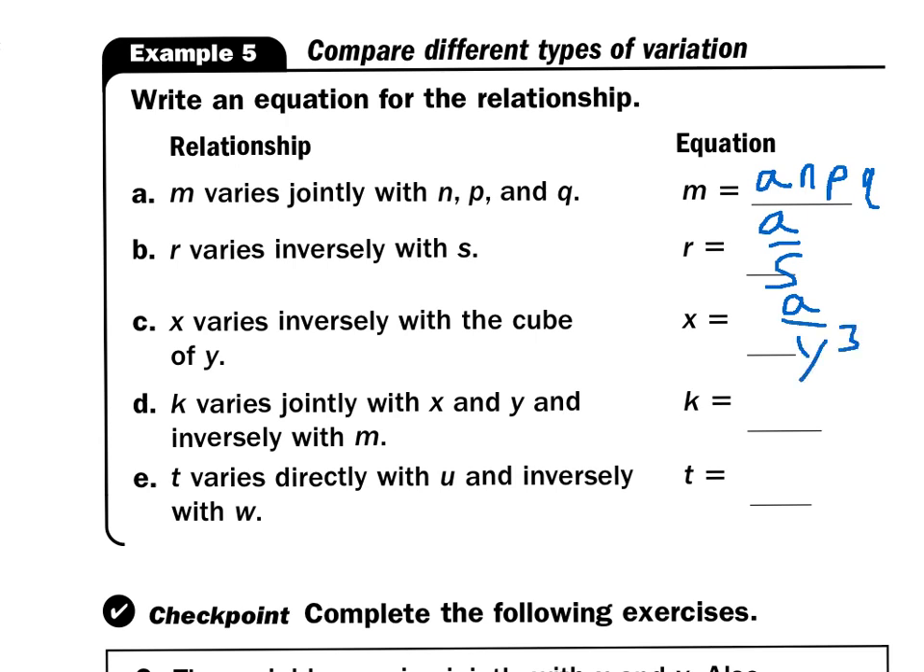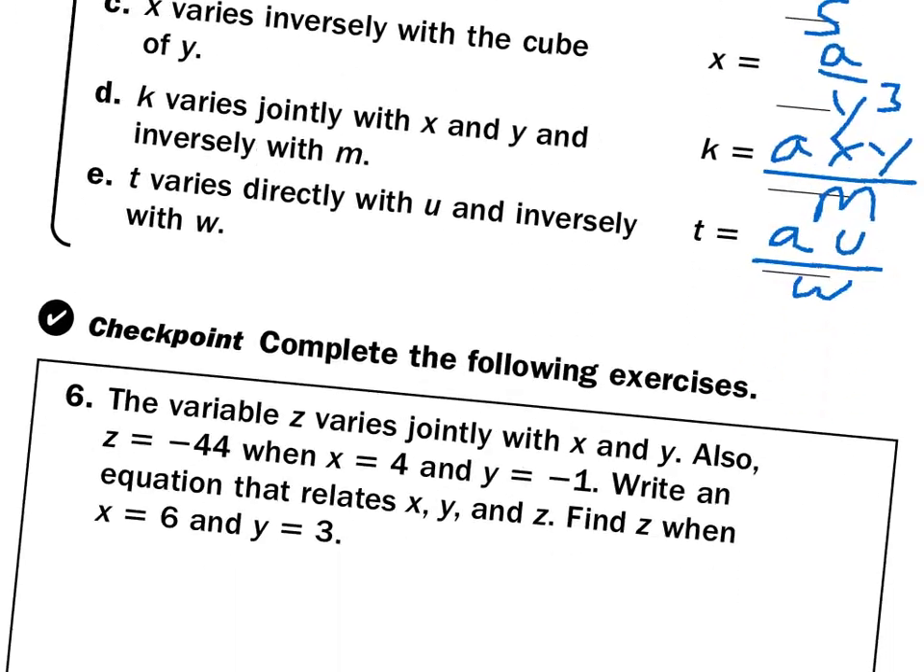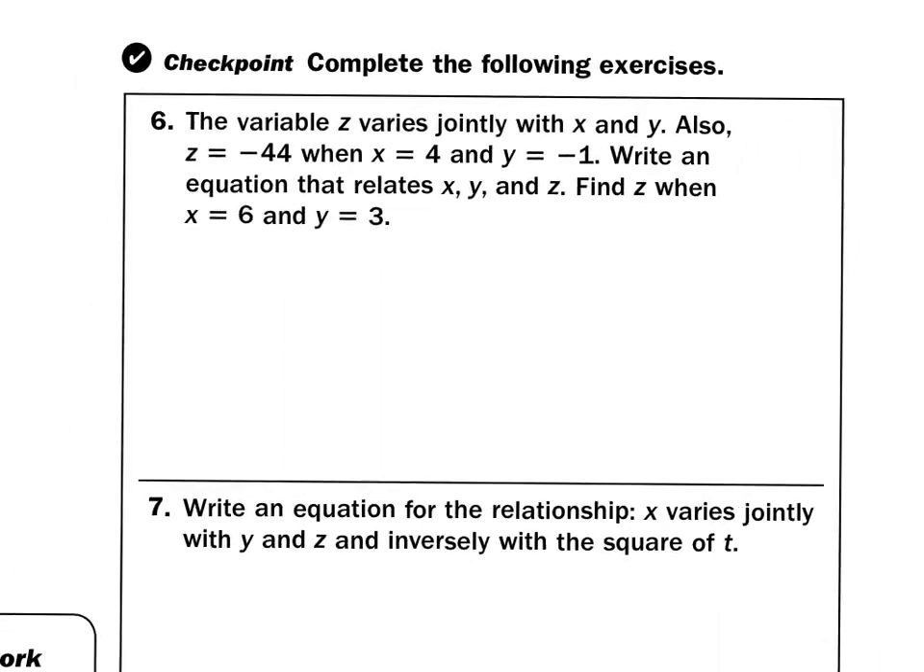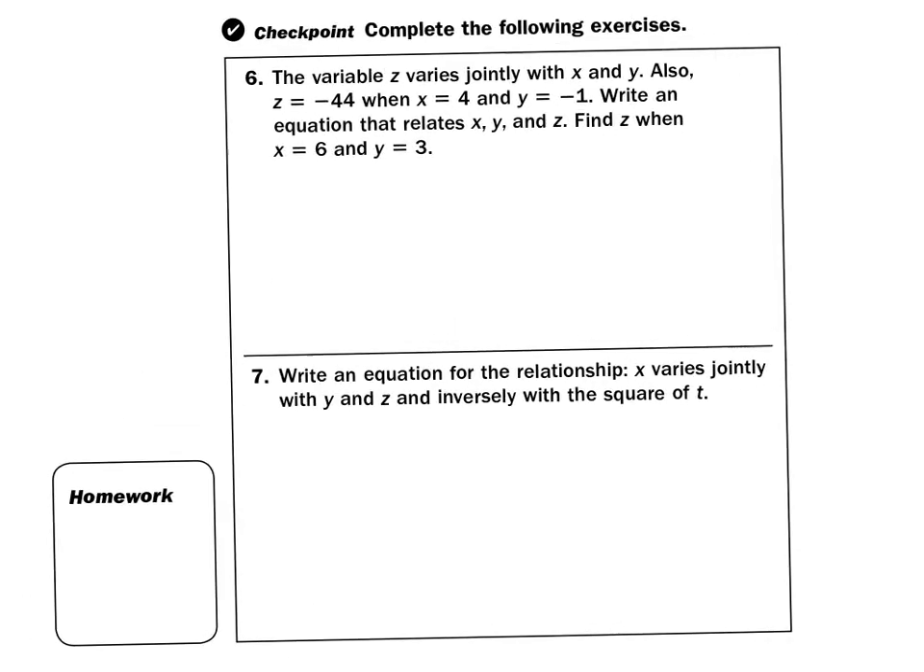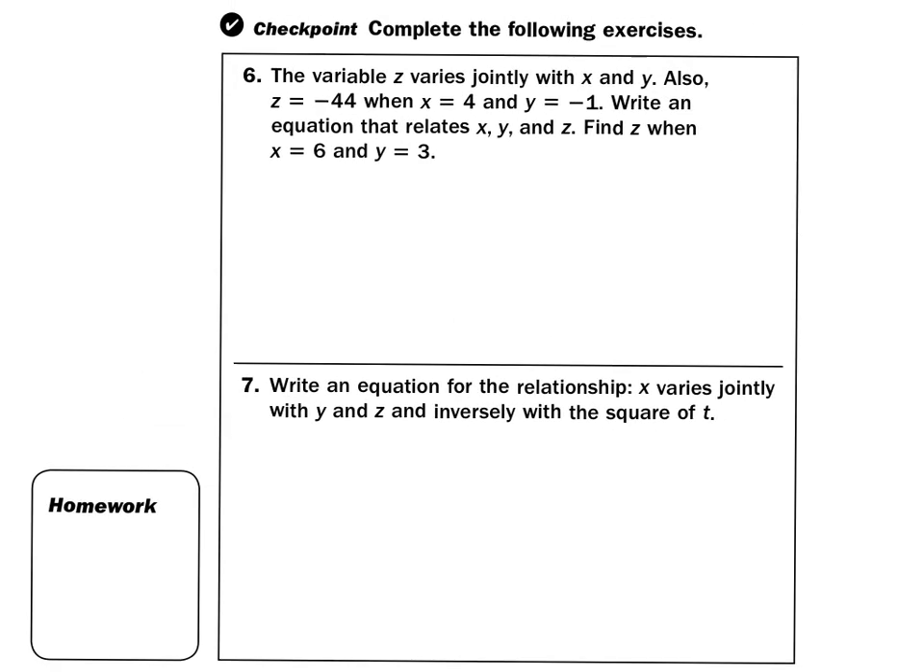And K varies jointly with X and Y and inversely with M. A X Y, what's on the bottom? Inversely with M. And T varies directly with U and inversely with W. A is always on the top, notice. AU over W. That AU is like in your science classes, gold, right? AU. That's gold. You guys check out for just a minute and do these checkpoints. Give yourself about a minute to finish those.